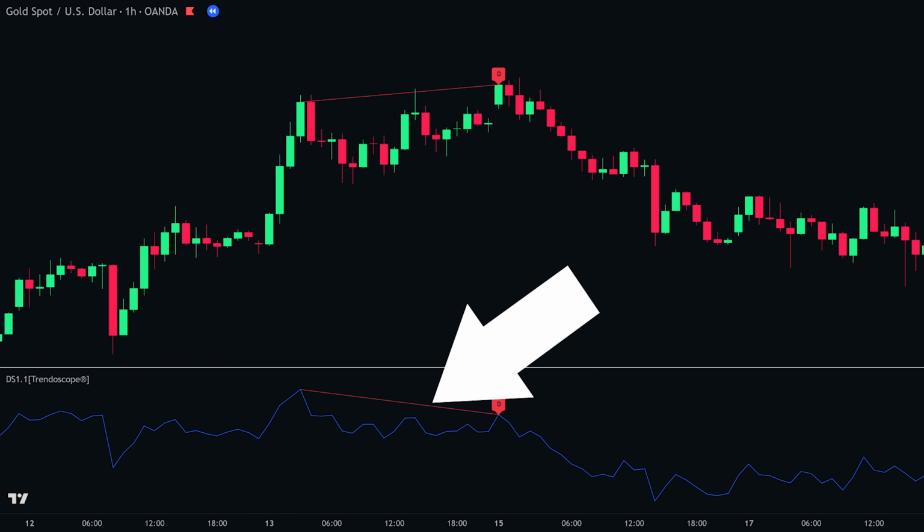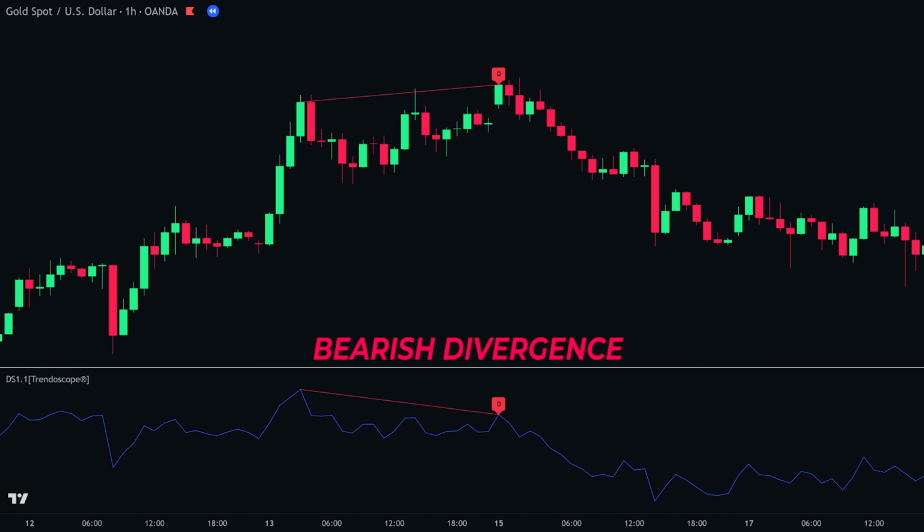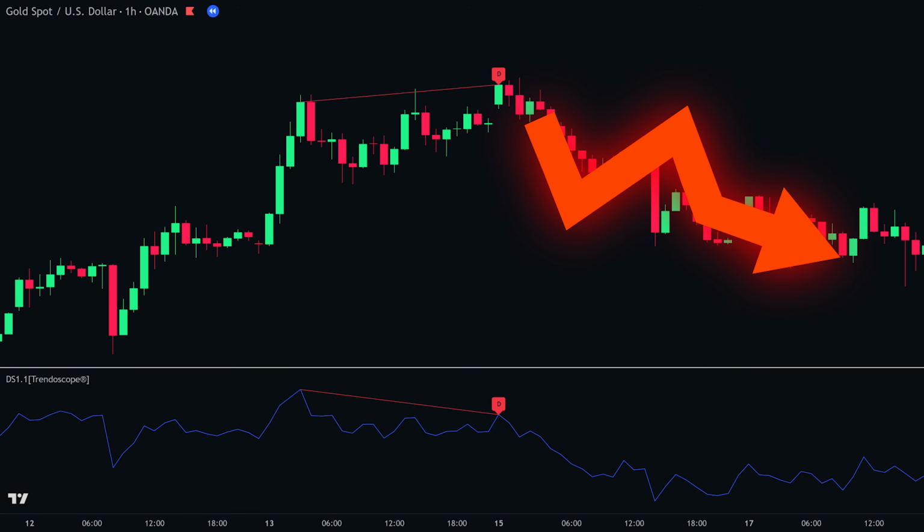Next is the red line, also labeled with a D. This is a bearish divergence. Here, price makes a higher high, but the oscillator forms a lower high. It's a sign that bullish momentum is weakening. So when you see this red D line, it shows that price may reverse and move bearish.